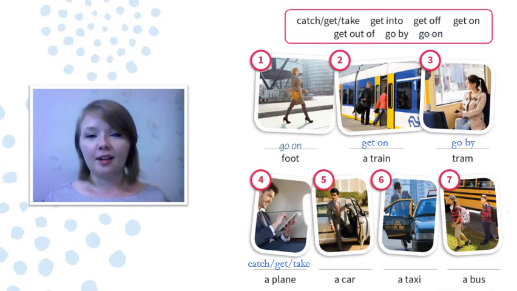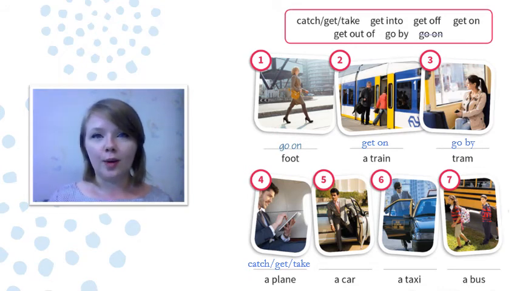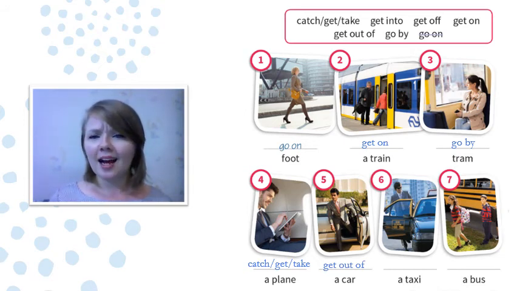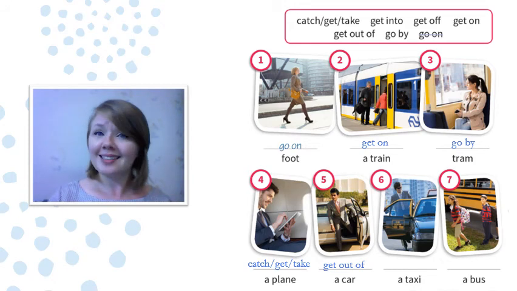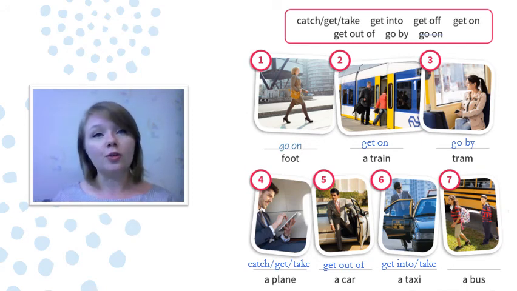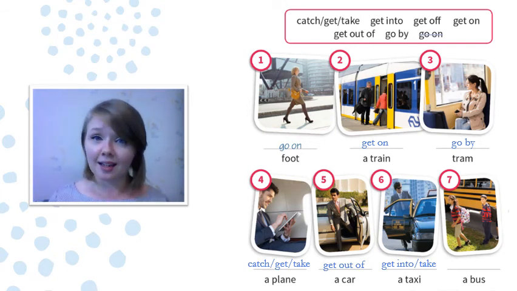Okay, what do we see in number 5? What is that man doing? In that picture, he is getting out of a car. And how about number 6? A taxi is also a car, so we could say he's getting into. We can use get into or get out of for cars and taxis. Getting into a taxi, getting out of a car. As you see in number 6, we can also use the verb take. I'm going to take a taxi to work today.